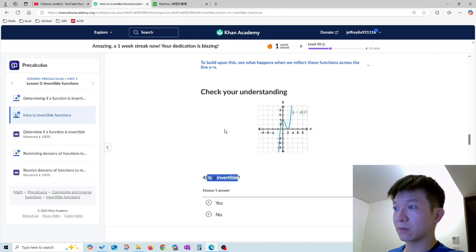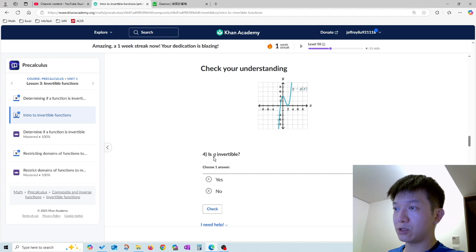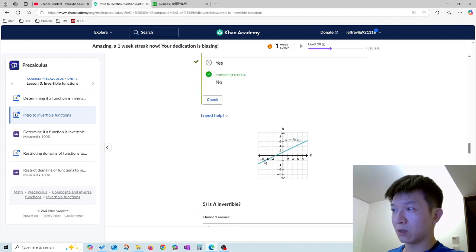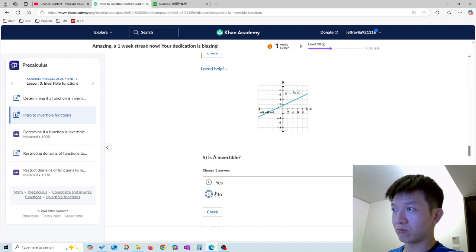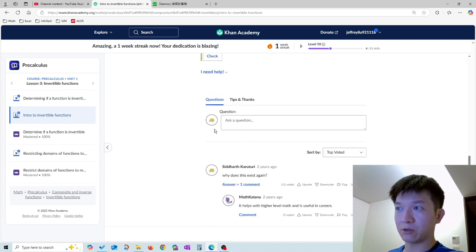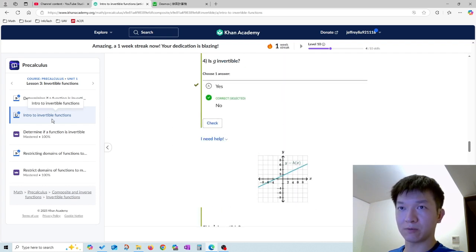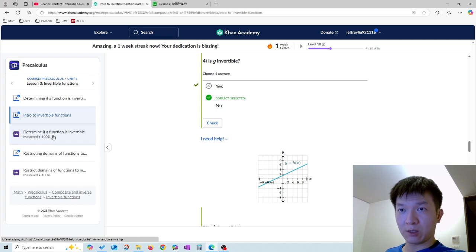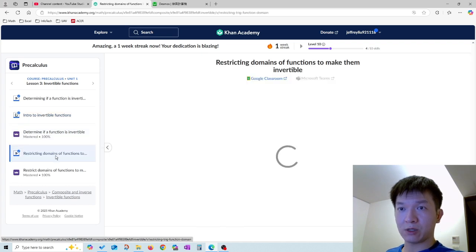Okay, so is g invertible? No, right? Is h of x invertible? Yes, because horizontal test, it passed. Okay, so you got the trick here, you got the tips, right? And let's do this right here.